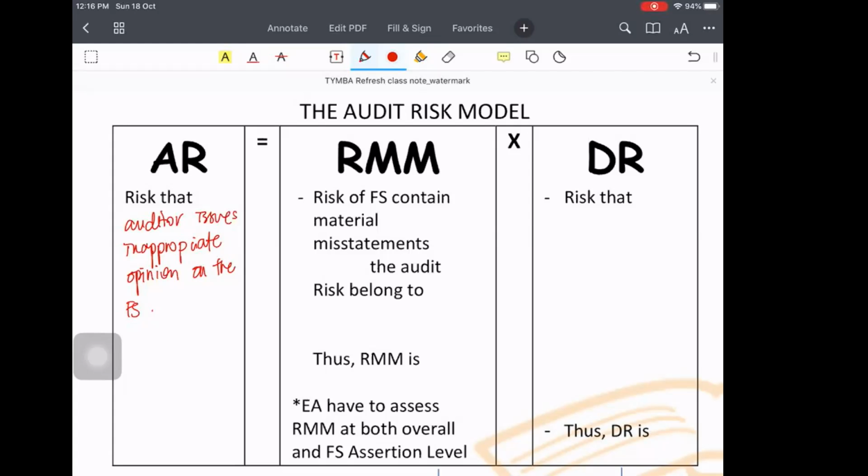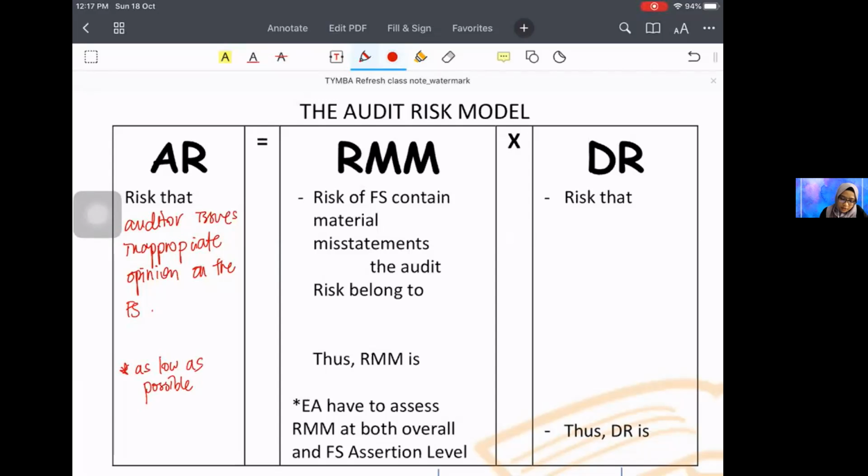So when we talk about audit risk, we have only one rule regarding audit risk. That is, we want our audit risk to be as low as possible. We want to reduce our audit risk as low as possible. Meaning, you do not want to increase the chances of you giving an inappropriate opinion to the shareholders. We want to reduce our audit risk as low as possible so that we can give a true and fair view on the financial statement to the shareholders or the users.